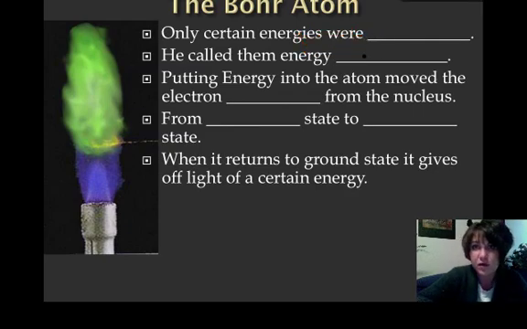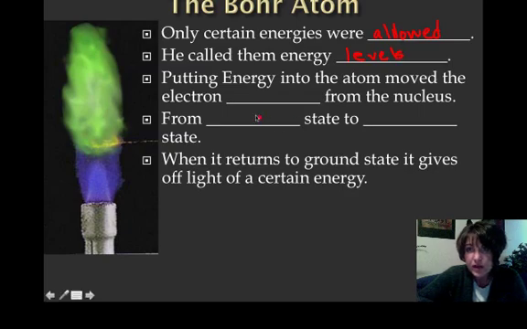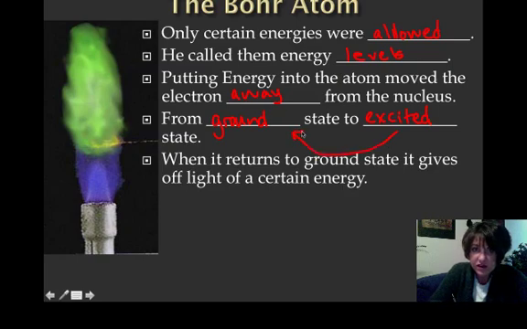So these are the basics of the Bohr atom. First of all, only certain energies were allowed. And these were called energy levels. Putting energy into the atom would move the electron away from the nucleus, and that means we would be moving it from what's called the ground state, which is its most stable place, to an excited state where it had more energy than normal and existed in a higher energy level. The way to go back from the excited state to the ground state is to get rid of the energy. And when it gets rid of the energy, it gives off light only of a certain wavelength because it's, of course, existing only at a certain energy.